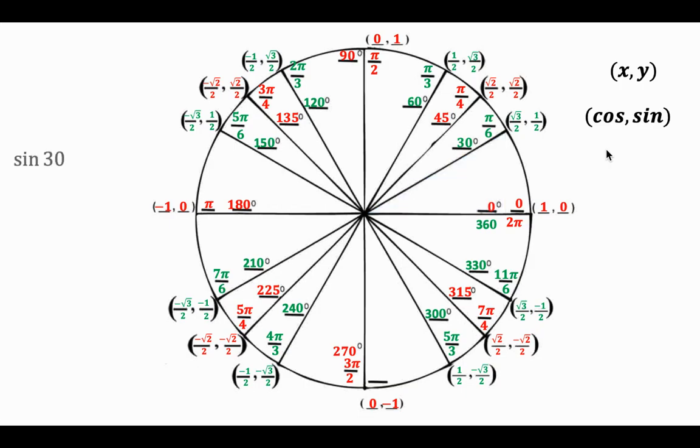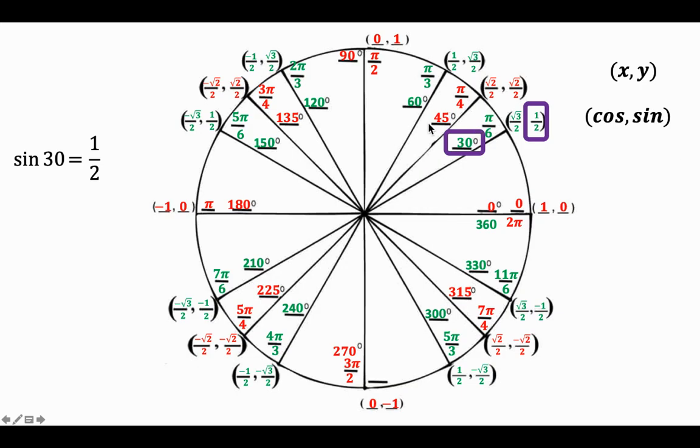Now, what I mean by that is, let's say I asked you for sine of 30 degrees. So basically what you would do is you would look at 30 degrees. Sine is your y value, so it's just 1/2. So sine of 30 is 1/2. And then that's it. You don't got to do anything else. Just find 30 on your unit circle. Sine goes with y, so the y value is 1/2, and you're done. Okay? That's why we like the unit circle.